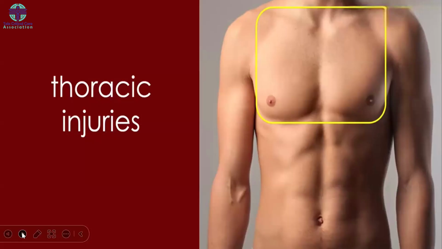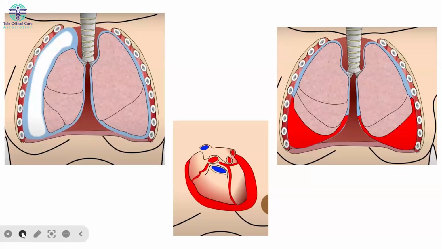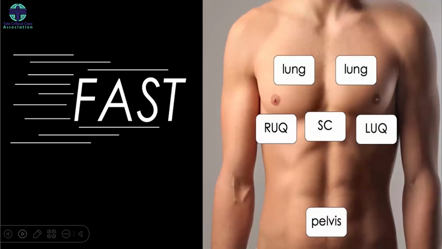Okay, now what do we actually look for in thoracic injury? In thoracic injury, we have to exclude tension pneumothorax, hemopericardium, and hemothorax. Now, what are the components of EFAST? EFAST stands for Extended Focused Assessment with Sonography in Trauma. What I generally do is first scan the right upper quadrant, then go to the pelvis, then scan the left upper quadrant, then the subcostal view for the heart, and then we scan the lungs.